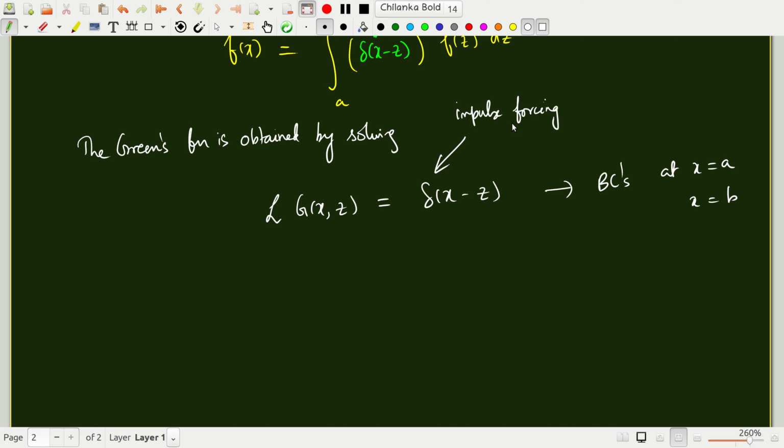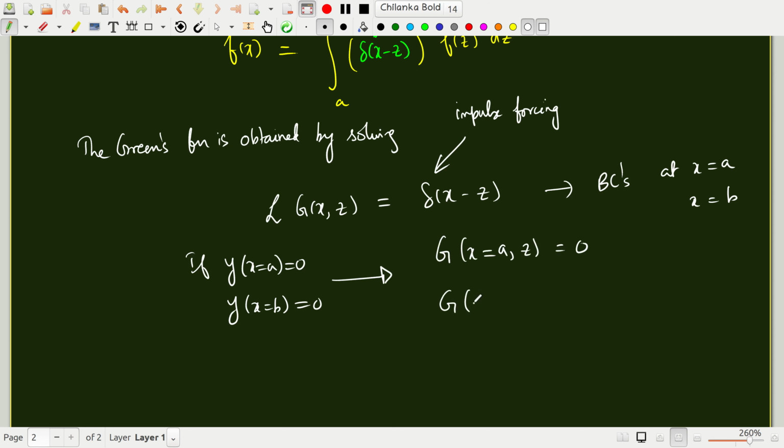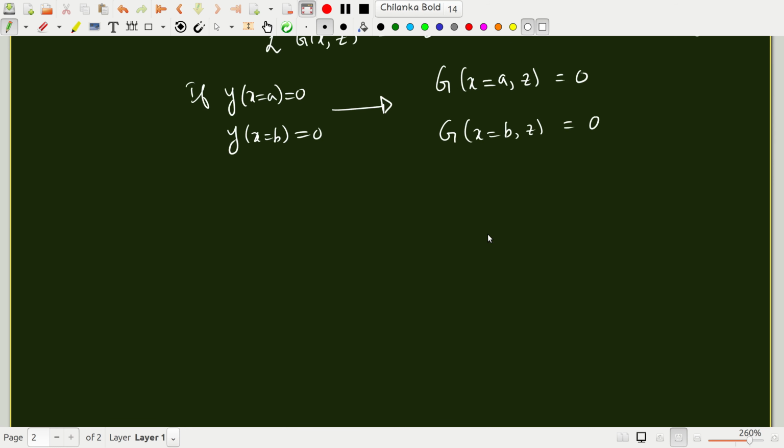So if in the original problem y at x equal to a is 0 and y at x equal to b is 0, these are the BCs, then for the Green's function you will say g of x equal to a, z is 0, and g of x equal to b, z is 0. Note that the Green's function is a function of two variables. You have to use only the x variable for imposing the boundary conditions. Now, because it's a function of two variables, we need additional conditions at x equal to z. We will derive that in a minute.